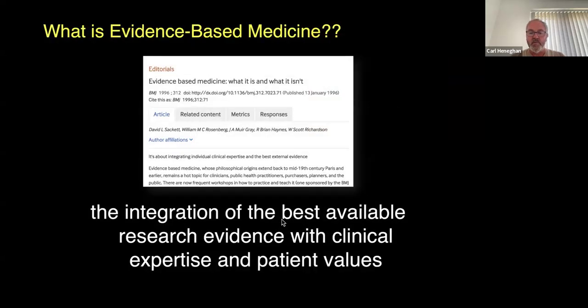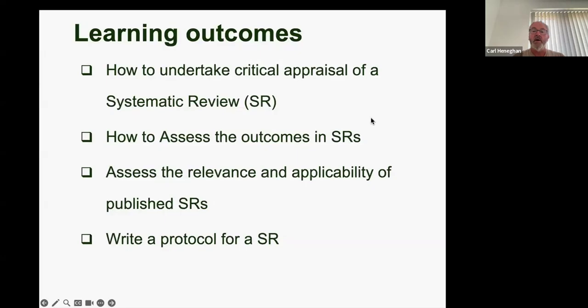Just to remind you, the definition of evidence-based medicine is the integration of the best available research evidence with clinical expertise and patient values. We're going to think about learning outcomes for systematic reviews today. We're going to look at critical appraisal, because that came up last week where somebody jumped ahead and asked how we appraise a systematic review. We'll look at outcomes and how you put them together, and then the relevance and application of published systematic reviews to clinical decision-making. Hopefully we'll also cover some tips about putting together a protocol.